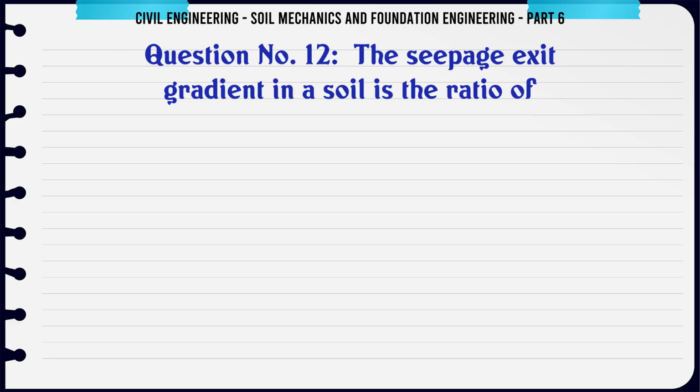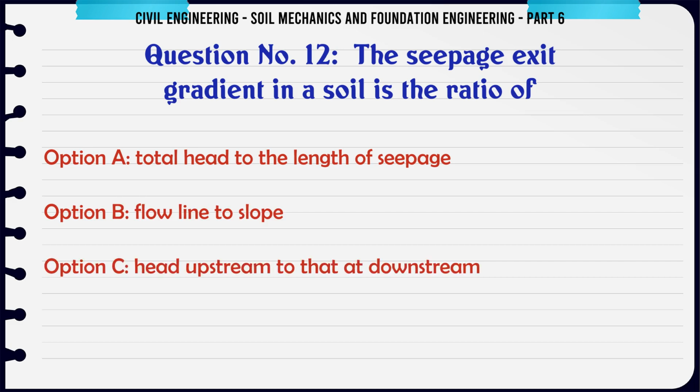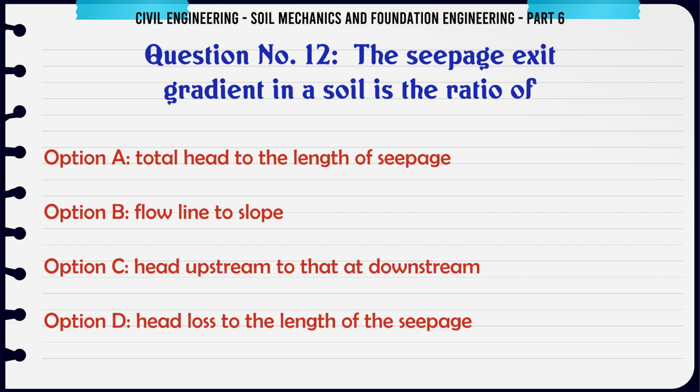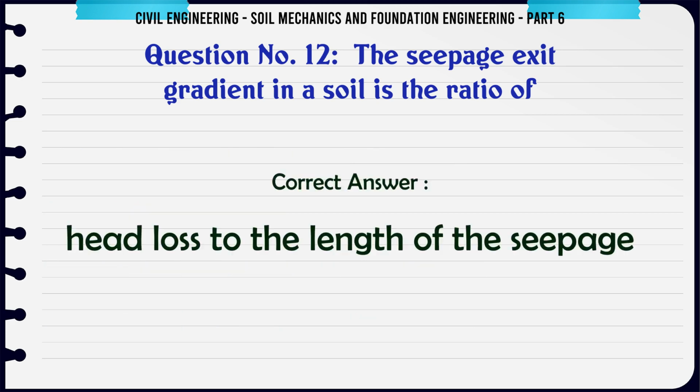The seepage exit gradient in a soil is the ratio of A. Total head to the length of seepage. B. Flow line to slope. C. Head upstream to that at downstream. D. Head loss to the length of the seepage. The correct answer is head loss to the length of the seepage.